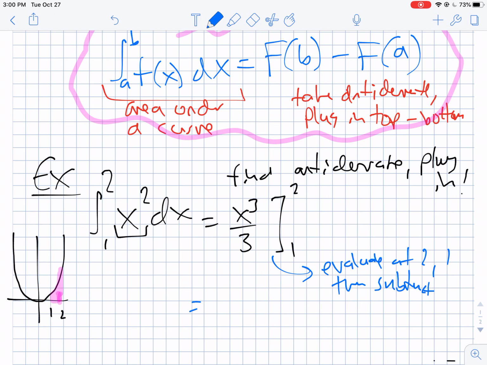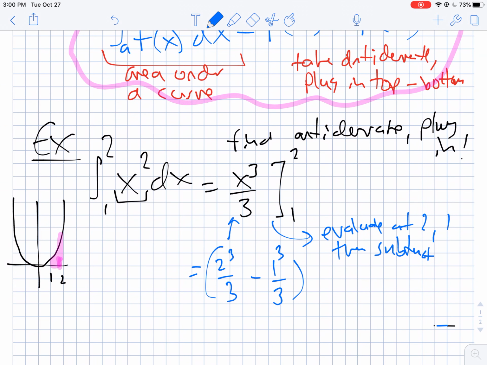Okay, so when you plug in the 2, you get 2 cubed over 3. When you plug in the 1, you get 1 cubed over 3. So this is just me plugging in 1 and 2, the top and the bottom, into that. So anyway, I'll get 8 thirds minus 1/3, which equals 7 thirds. And again, what that 7 thirds means is that it gives you the area of this pink shaded region there.